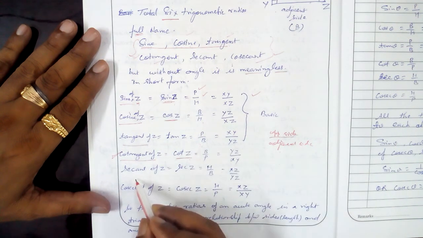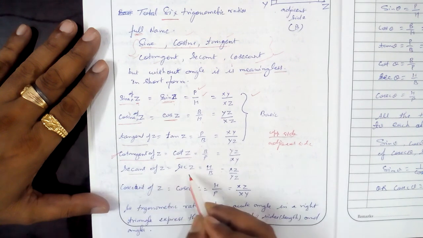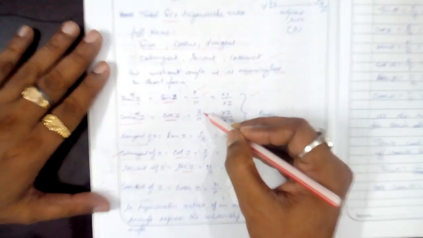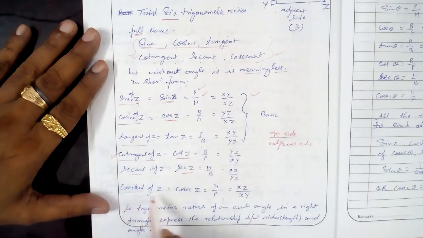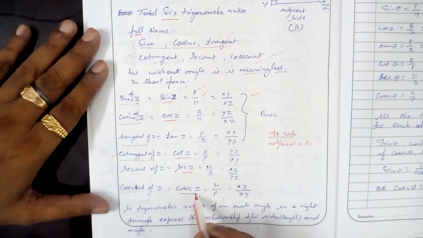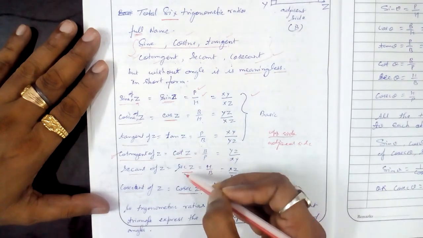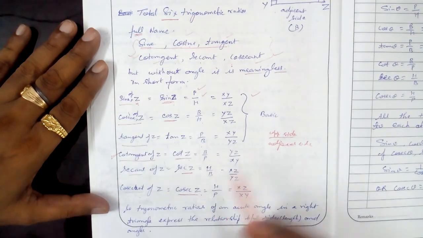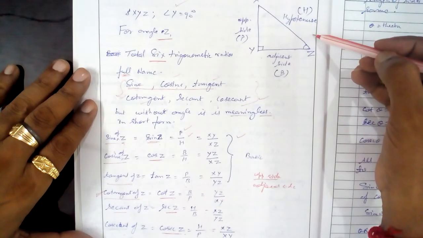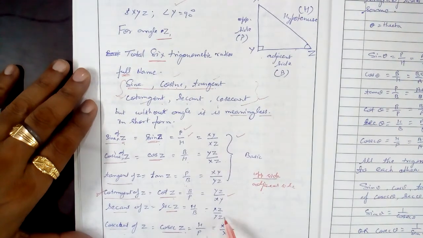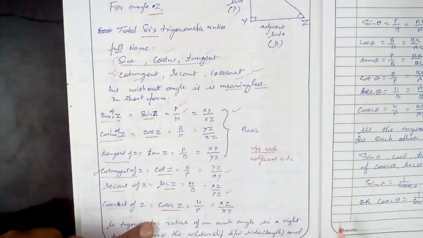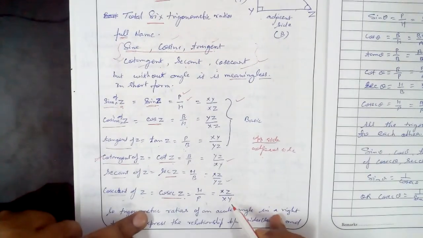B upon P. Secant of z, sec z, is hypotenuse upon base. The reciprocal of this is cosecant of z, cosec z. What short forms will you write? Sine, cos, tan, cot, sec, cosec. Very simple. And you are getting H upon B, where H means xz: xz upon yz. I have written xz upon xy, xz upon yz. Here it is hypotenuse. For cosecant, you are getting xz upon xy.